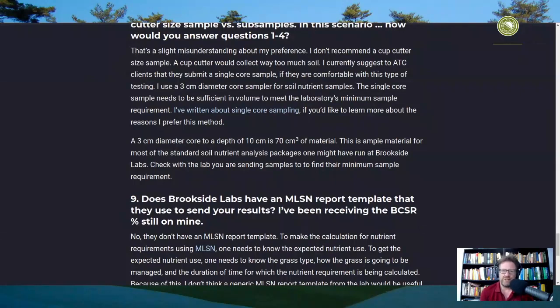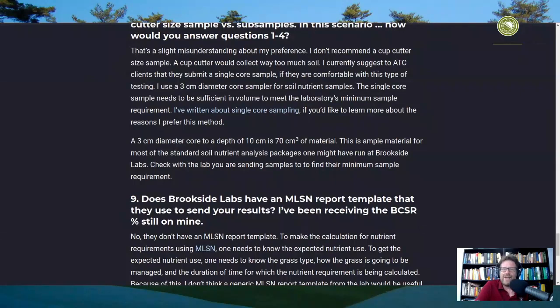This is ample material for most of the standard soil nutrient analysis packages one might have run at Brookside Labs. Now, if you're using a different laboratory, they may request more material. But for Brookside, we're going to be absolutely fine with 70 cubic centimeters of material.